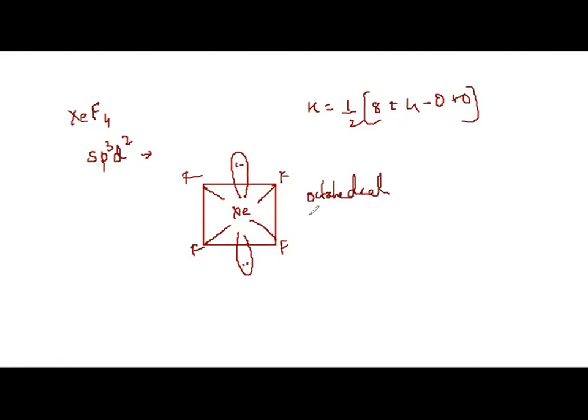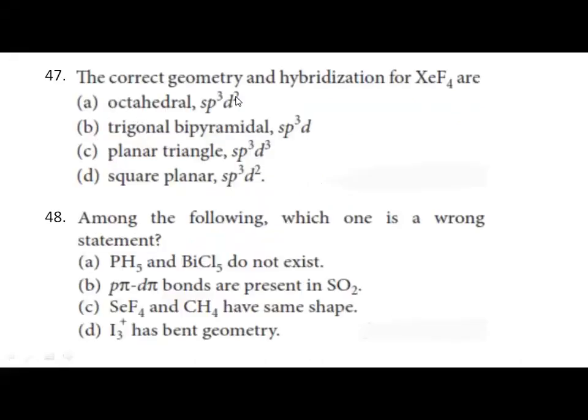The shape is square planar. They have asked geometry, so geometry is octahedral. What is the shape? The shape is square planar. So what is the correct answer? Option A, octahedral geometry and sp3d2 hybridization.